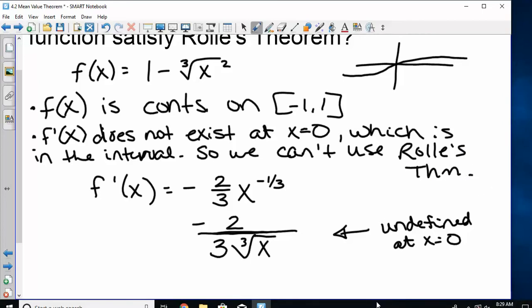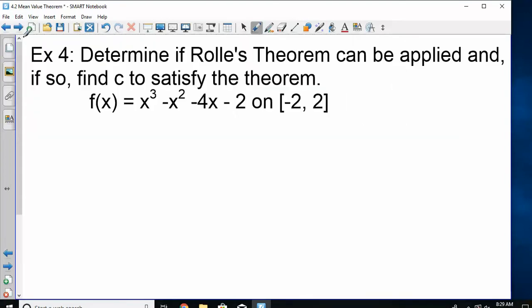Now, if my interval were from 1 to 2, would I have been okay? Yes. In that case, we could have used it because it's defined everywhere in that interval. Okay. Let's look at some more. Let's decide if we can use Rolle's theorem for this one.